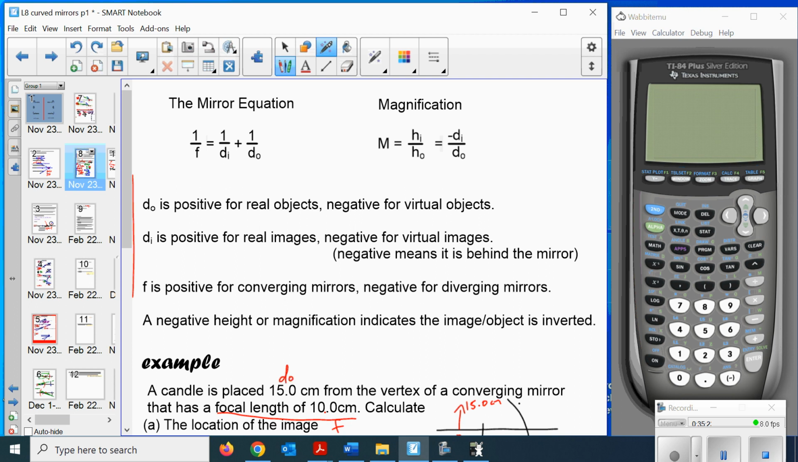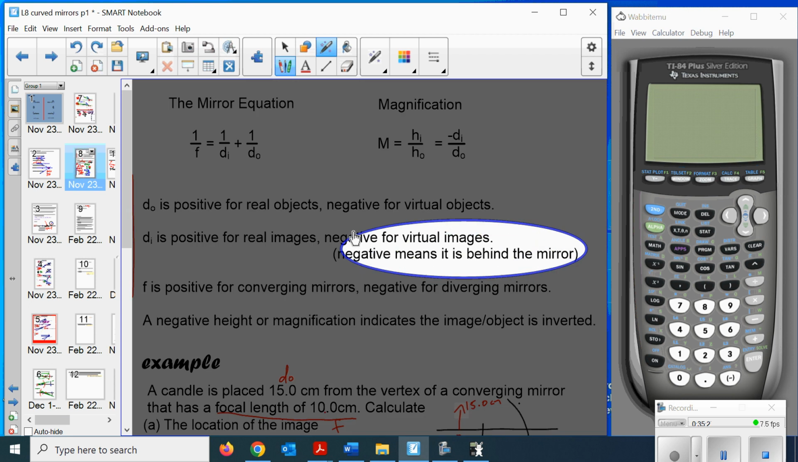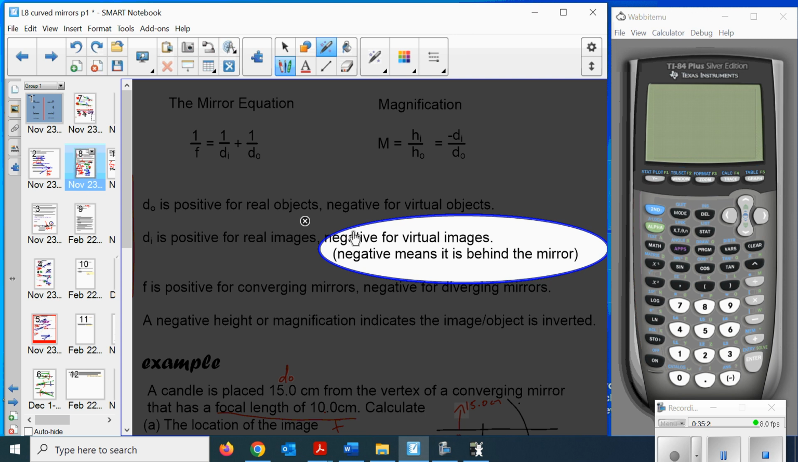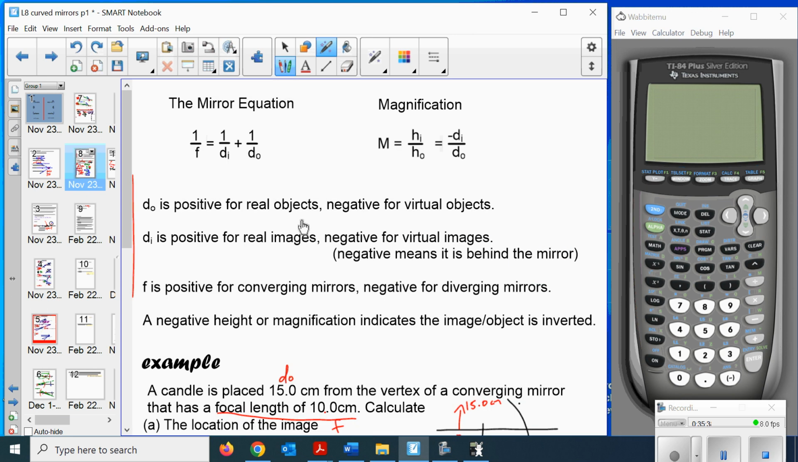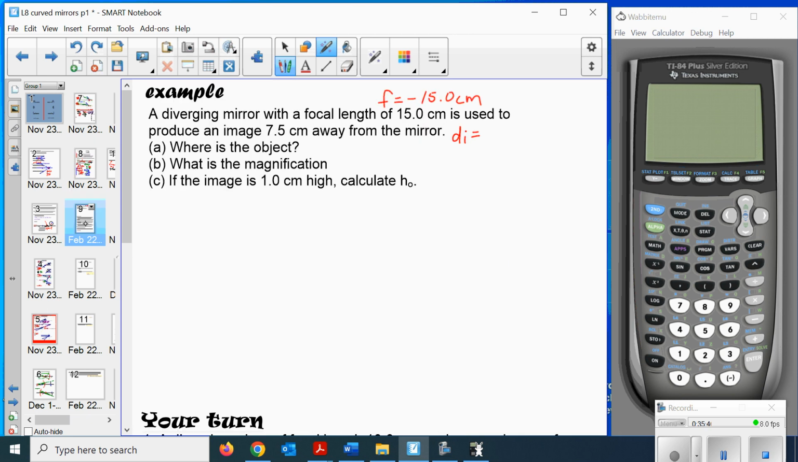The DI is positive for real images, but negative for virtual images. It means it's behind the mirror. Now, a diverging mirror, always behind the mirror, always virtual. Okay? You kind of have to know that. Like I said, though, if it was somehow given as negative 7.5 right away, don't double negative. The DI is negative 7.5. Okay? Picked up on that?